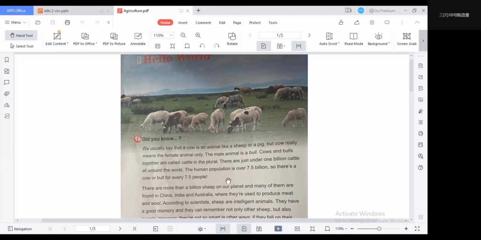The human population is over 7.5 billion. So there's a cow or a bull for every 7.5 people.